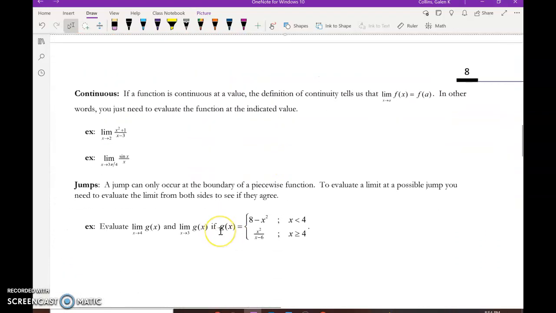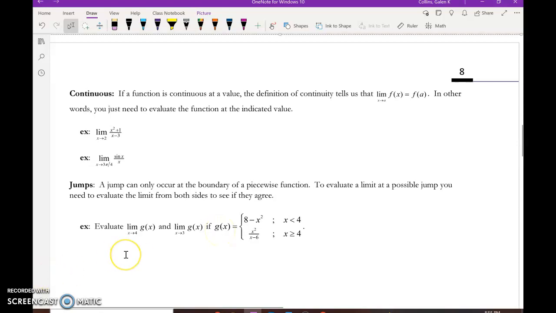All right, we're going to pick up in the next video with just how to evaluate these different types of limits.